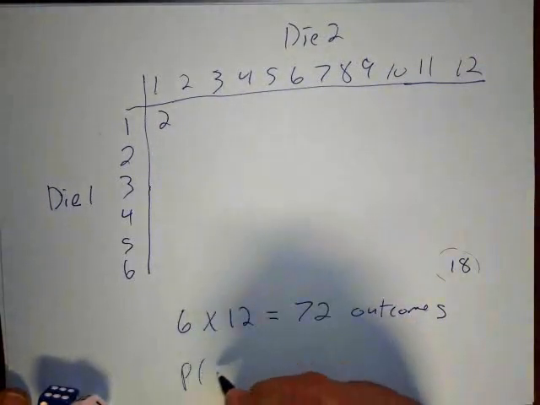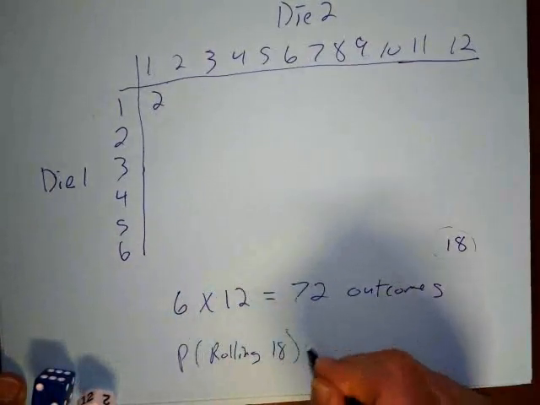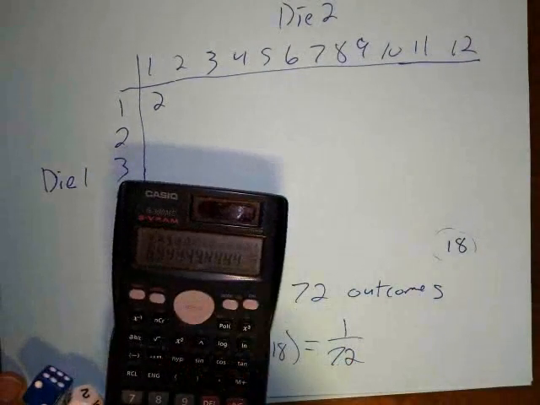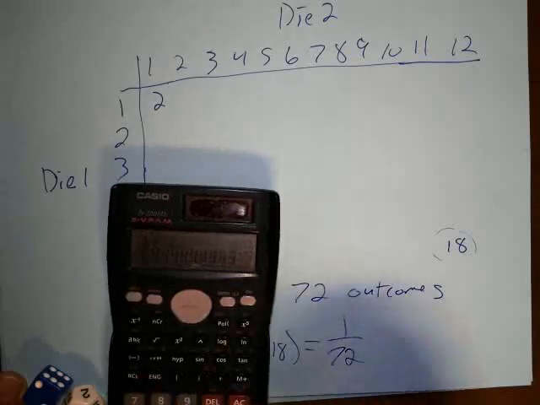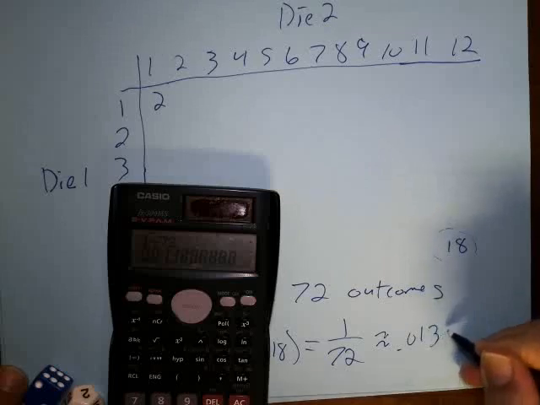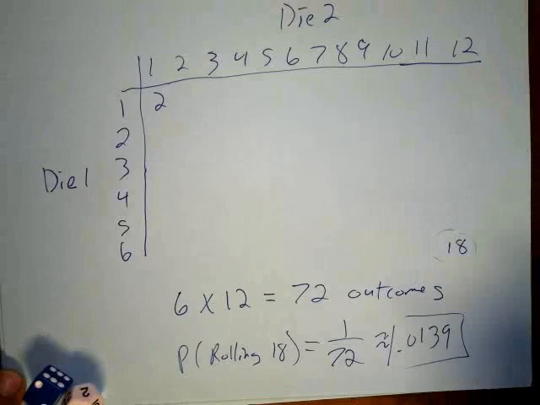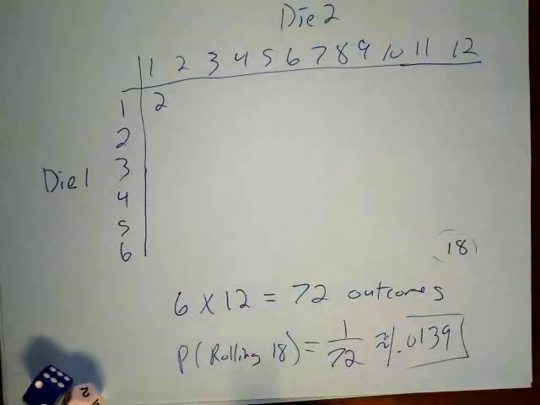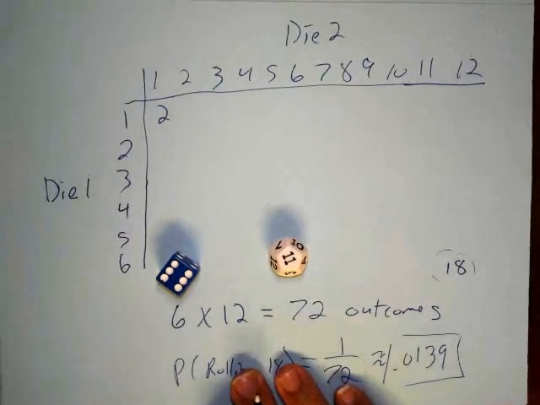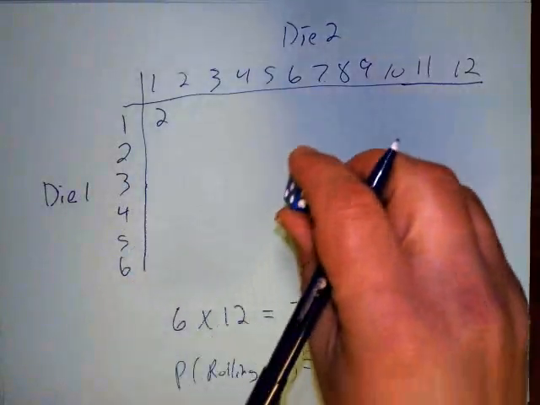You could find the probability of rolling an 18. It would be like 1 out of 72. 72 possible outcomes. And you would get approximately 0.0139 if you round to 4 decimal places. Okay, and you could fill this out. You could answer other questions, but you see, there's a lot of possibilities with this table.